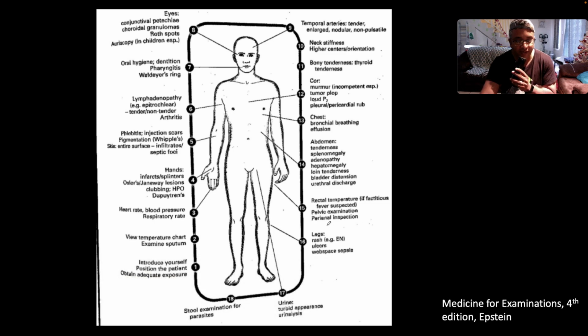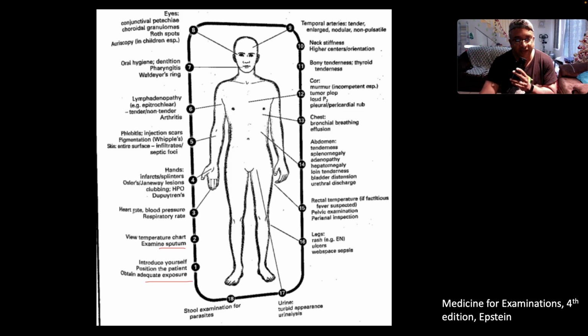All right, as usual, step number one, introduce yourself, position the patient, usually Fowler's or semi-Fowler's, and obtain adequate exposure. Secondly, review the temperature chart. Have there been any temperature spikes recently? We're looking for a temperature above 38 degrees Celsius. That was the oral temperature. Okay, and examine the sputum cup to check if there's any purulent sputum in there, any yellowish or greenish sputum that has been expectorated.